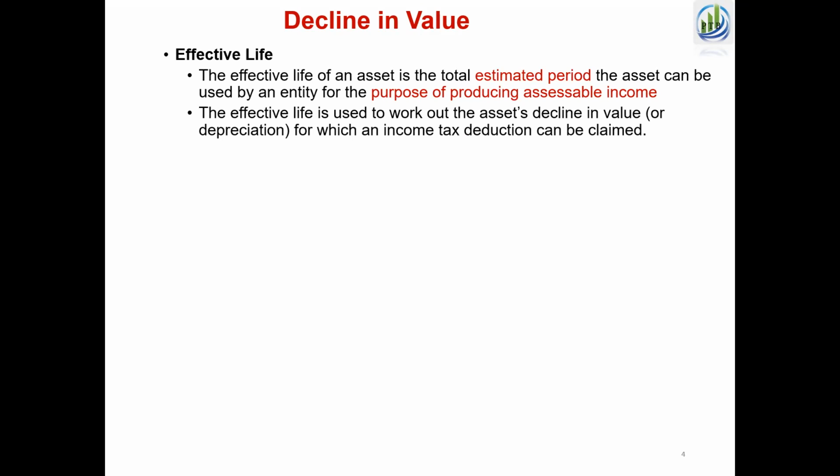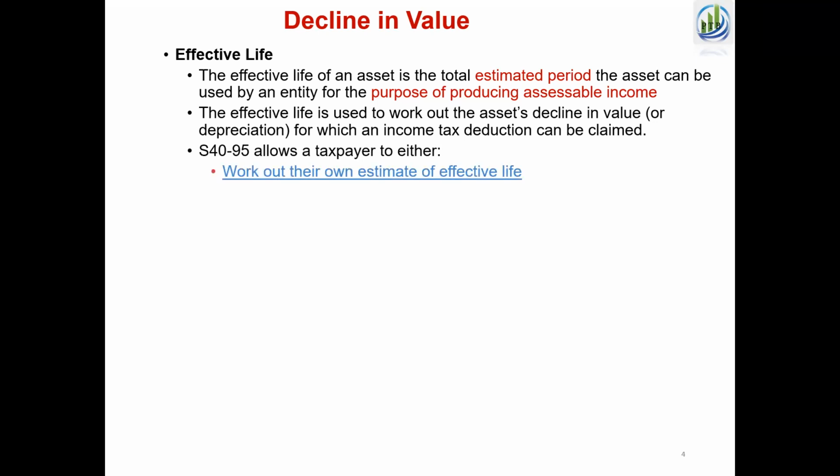The effective life is used to work out the asset's declining value, the depreciation for which an income tax deduction can be claimed. So we use that to calculate the prime cost or diminishing value depreciation. The normal rule is that we go to the ATO and check the effective life of the asset. However, our legislation says you can estimate your own effective life.